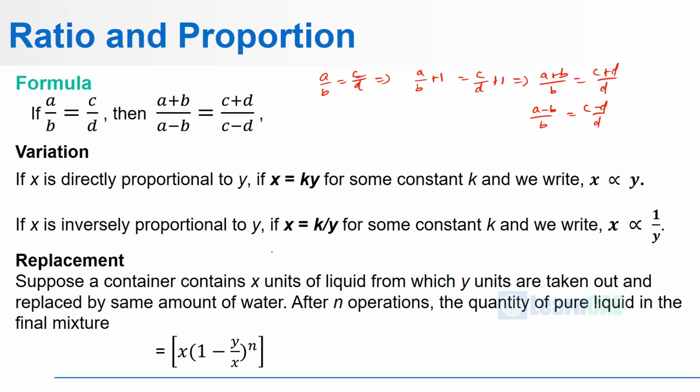Okay. Next is replacement. This is quite important. Just pay attention. Suppose a container contains X units of liquid from which Y units are taken out and replaced by the same amount of water. That is Y units. After n operations, the quantity of pure liquid in the final mixture will be given as X into (1 minus Y by X) power n, where n is the number of operations and X is the initial quantity of liquid and Y is the quantity which is taken out and replaced by some other liquid like water.